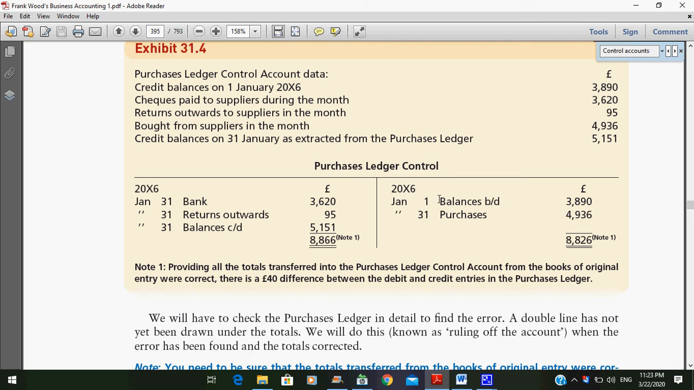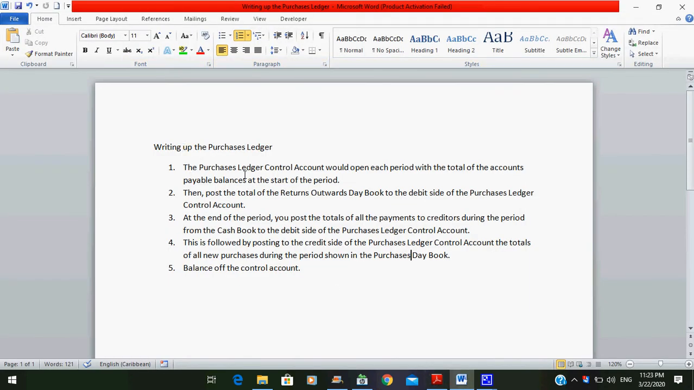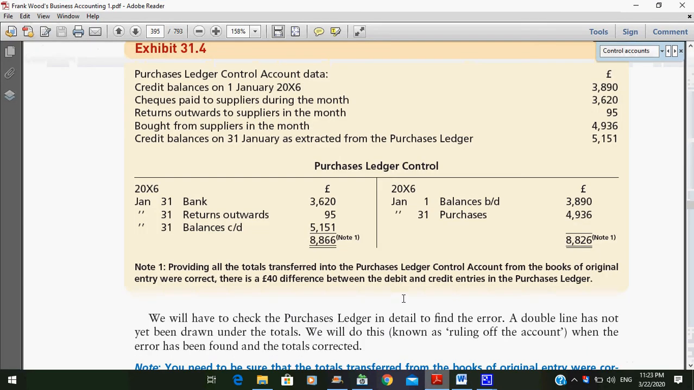It will go where? Under the debit side. Why? Because we said that the purchase ledger control account will open each period with what? Total of the accounts payable balances at the start of the what? Period. And this now refers to the amount of money you owe persons, you owe creditors, alright? And to start this right here.